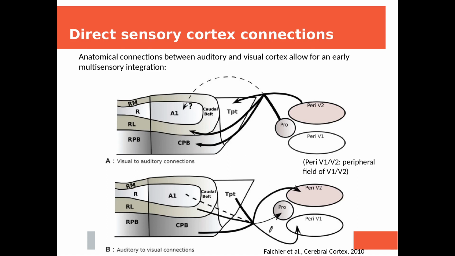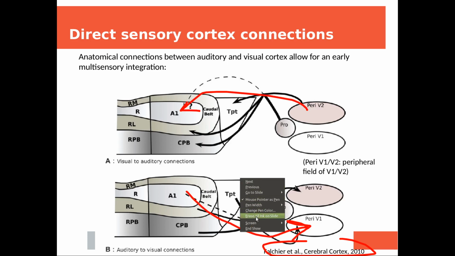So here's an example. There's a paper from Falchier et al. in Cerebral Cortex where they found direct connections from V1 to auditory cortex and from auditory cortex to V1.